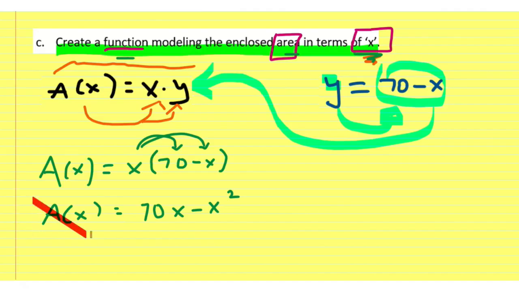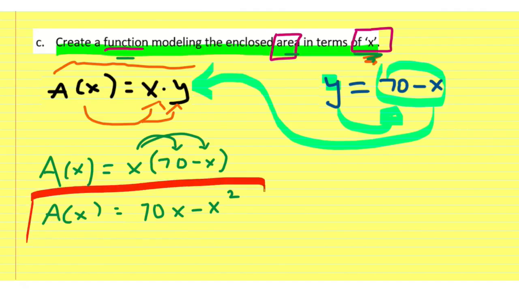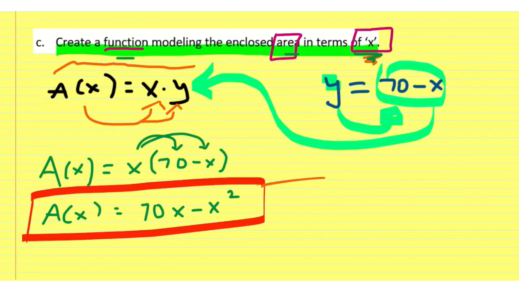Because this is an area function that includes the x squared, and that x squared is a quadratic. This is a quadratic. So this is definitely going to help us with a real world area, and it's going to help us to maximize the area. So this is the correct area function. This has the level of complexity that we need in order to maximize the area of our garden.